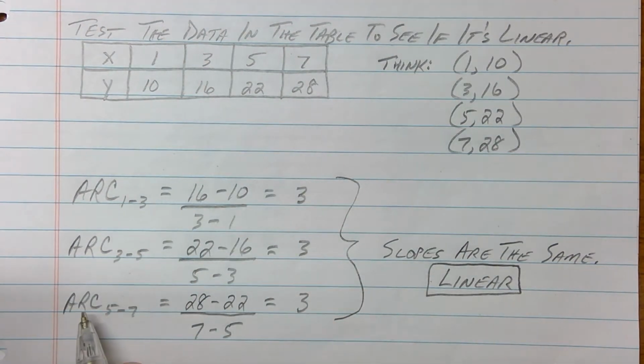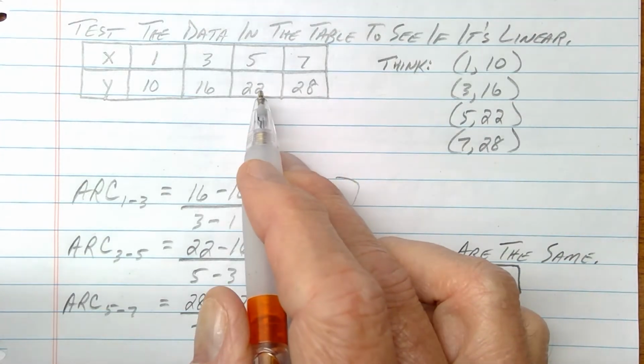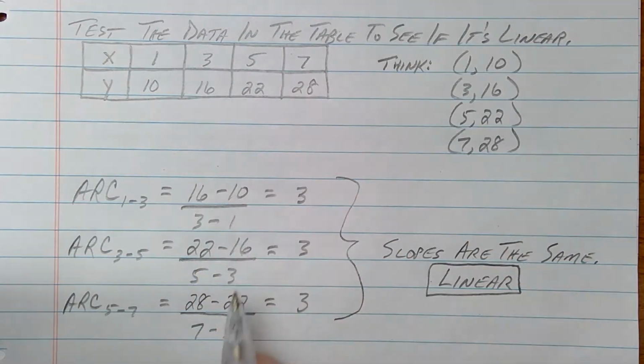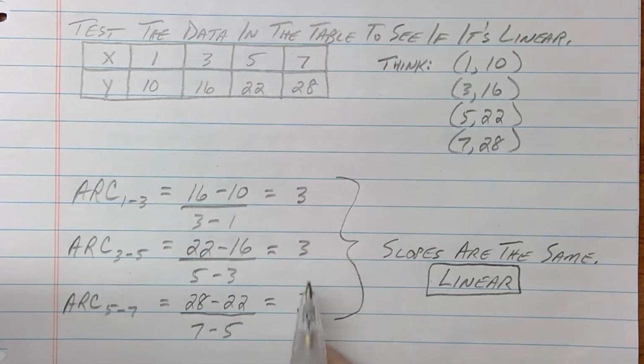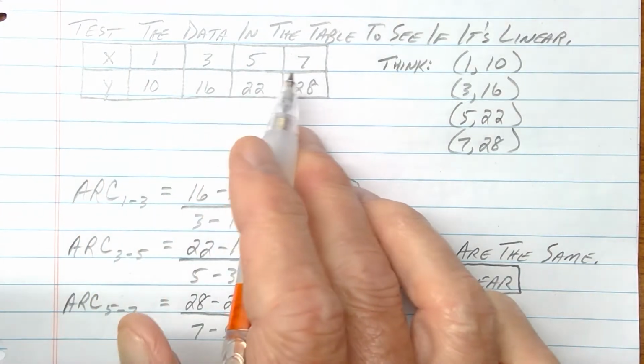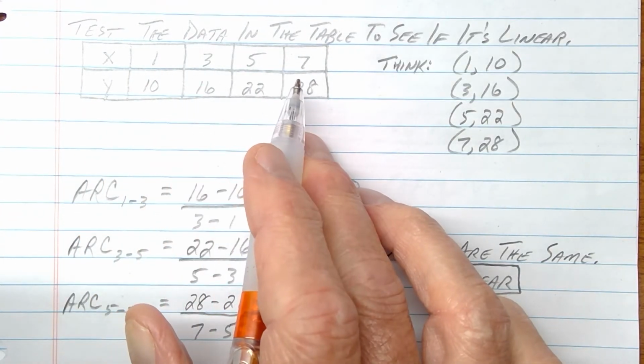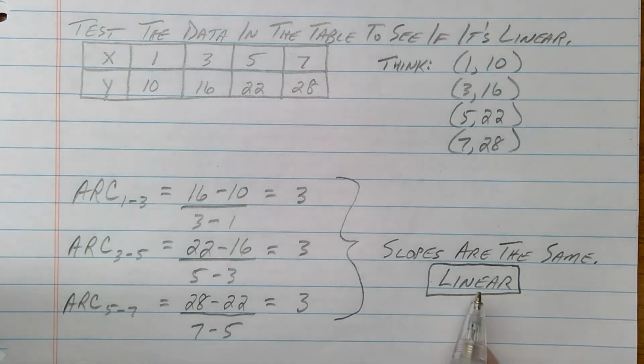Let's move to the slope from 5 to 7. I'm going to do 28 minus 22 over 7 minus 5. Slope is again 3. Since the slope never changed, since it's all the same, I can assume that if I graphed this table, it would be a perfectly straight line, that it would be linear.